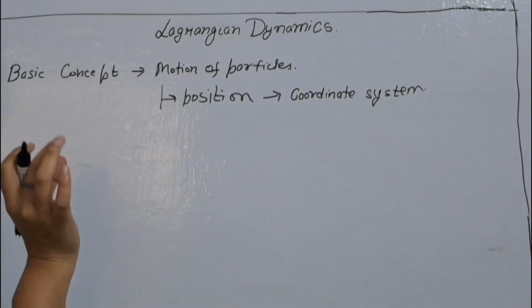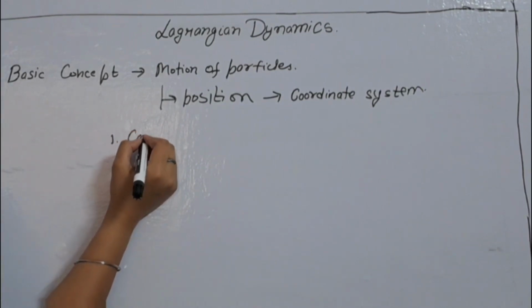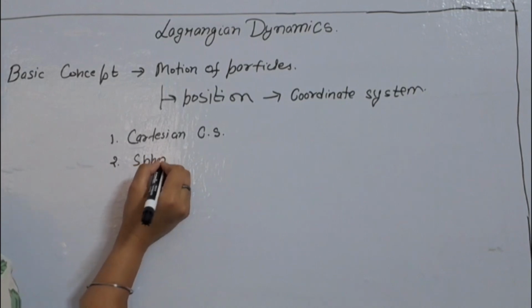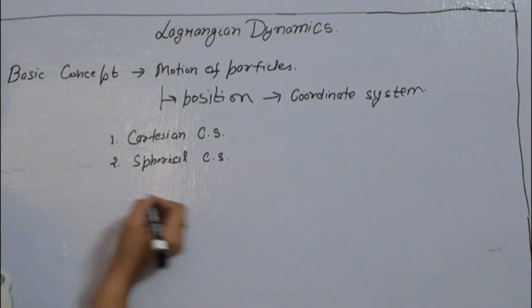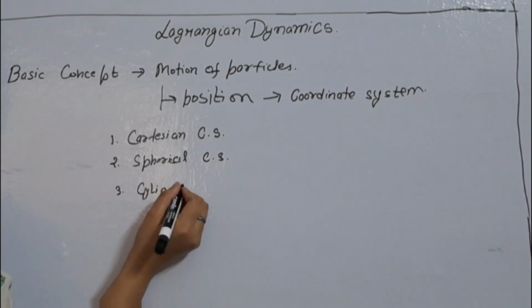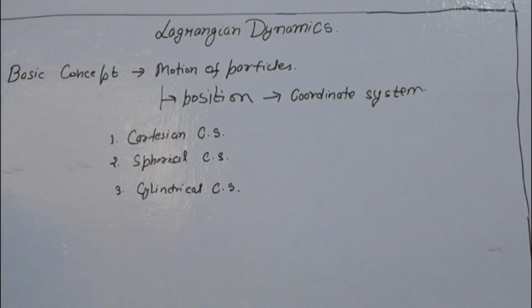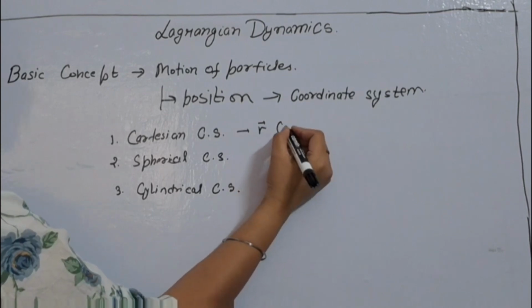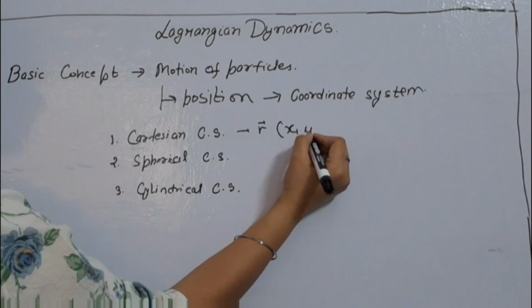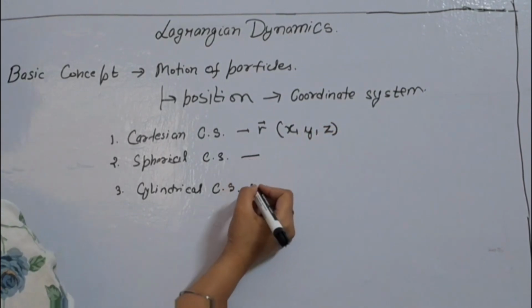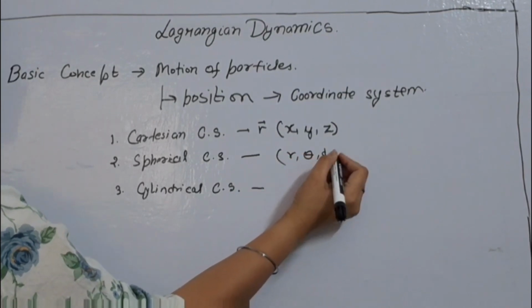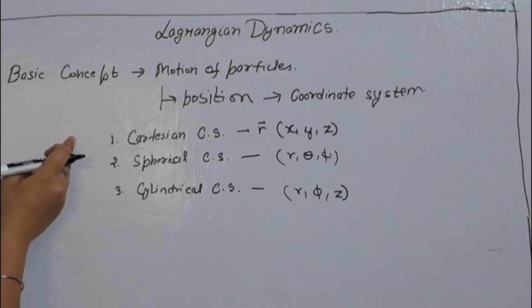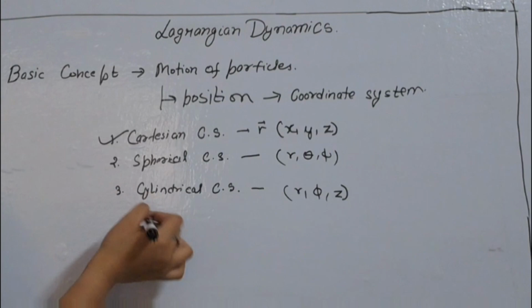There are three widely used coordinate systems. Number one, Cartesian coordinate system. Number two, spherical coordinate system. And number three, cylindrical coordinate system. In the Cartesian coordinate system, the position vector r is represented by x, y, and z, while in spherical and cylindrical, it is represented by r, theta, phi, and r, phi, z. So let us discuss these coordinate systems one by one. We'll start with Cartesian and then we'll discuss spherical and cylindrical.